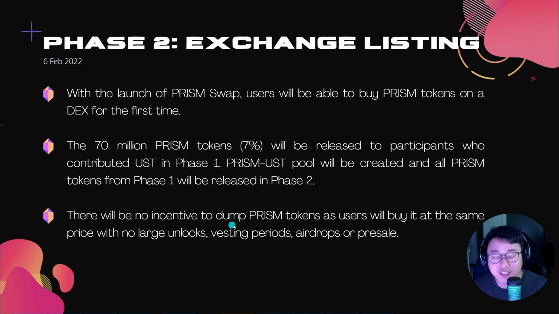There will be no incentive to dump the initial Prism tokens from phase 1 because everyone's buying at the same time. And there's no large unlocks or vesting period or airdrops or pre-sale. But just keep in mind that the rewards that are generated from Prism UST will probably be dumped by some farmers, but I think that's unlikely to happen immediately from the start.